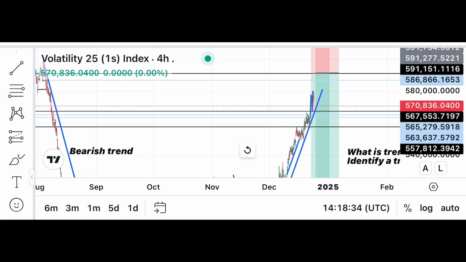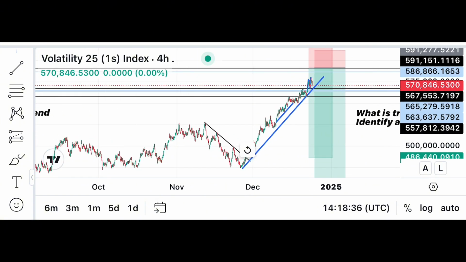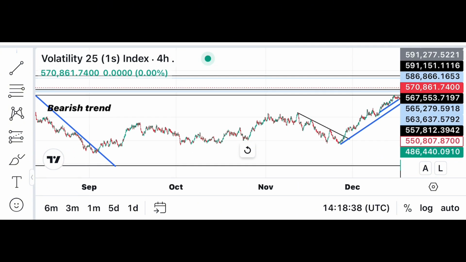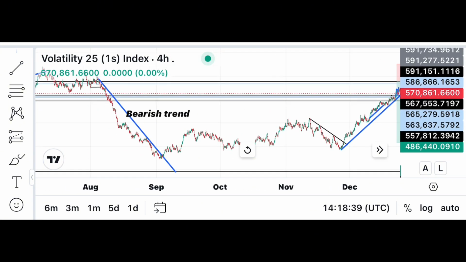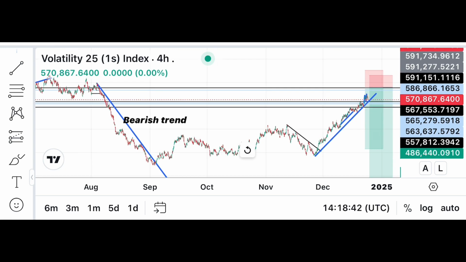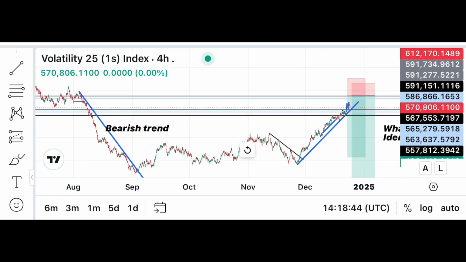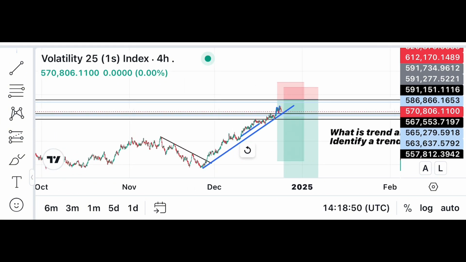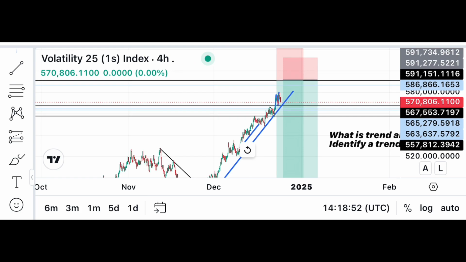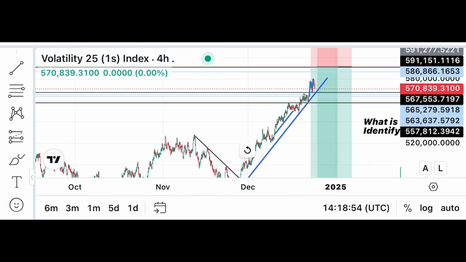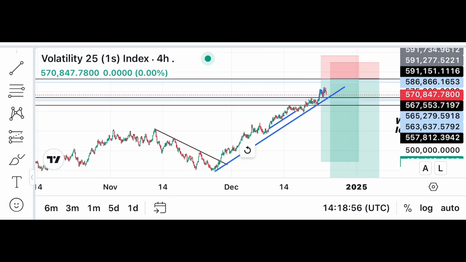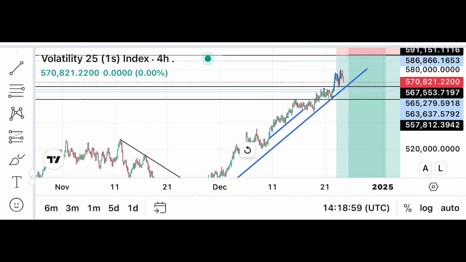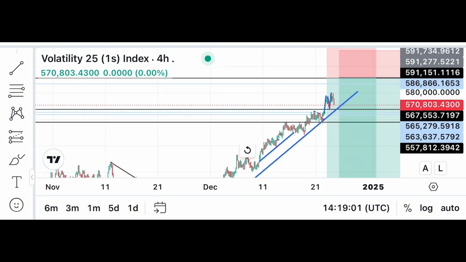Okay, now if you notice, I've drawn this line. The market is going bullish actually, based on my analysis, and I'm waiting for price to come to this particular zone. Then I will sell from here. I will sell the market from this place. This is where I'll sell the market. I'm expecting price to reach there.